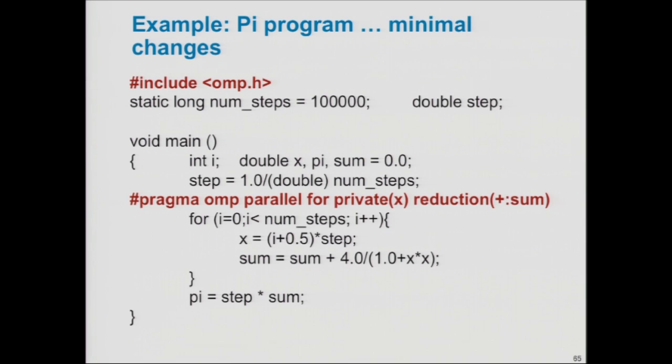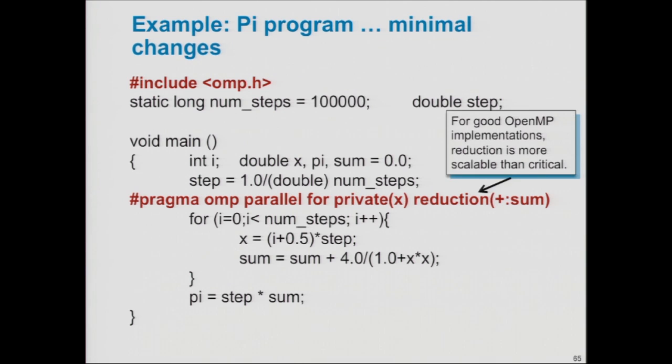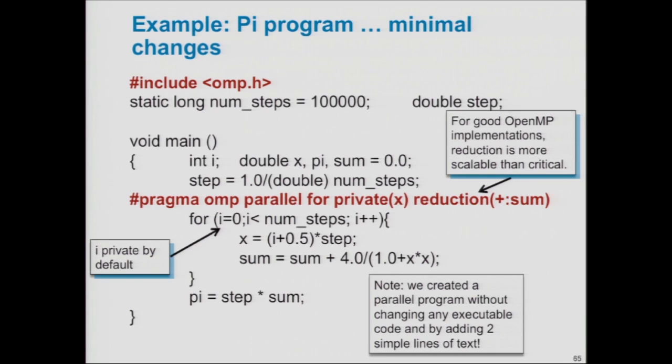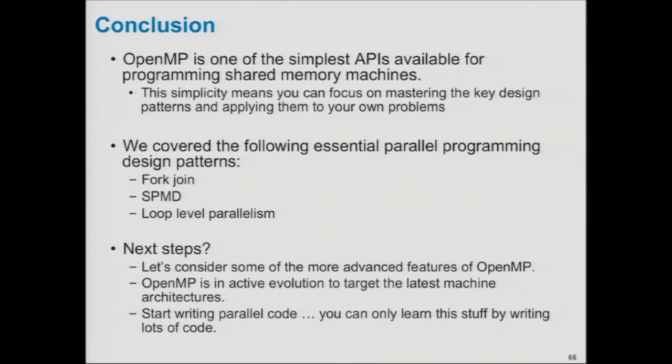And so now we can go and make almost no changes to our original Pi program and parallelize it using OpenMP, because now we can say that x is private, and so we no longer have to create x inside of this region. Otherwise, this is the same as the previous version. Anyway, in general, it's good to use reductions because they're usually pretty scalable. i is private by default. But now we've only added two very simple lines to our serial program, and we've gotten a parallel program that gets fairly reasonable speedup. So OpenMP really is very easy to use, at least in its most basic forms.